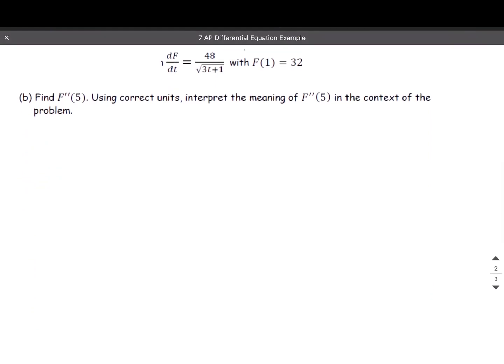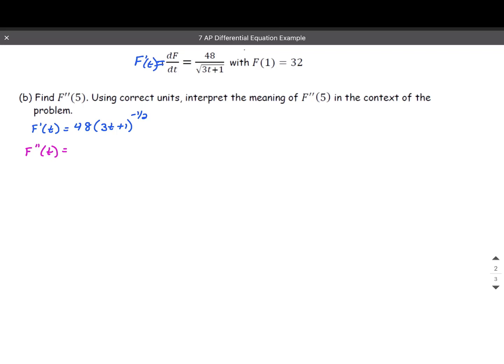Find the second derivative of f evaluated at 5. Using correct units, interpret the meaning of f double prime of 5 in the context of the problem. All right, so remember, this df/dt is really just f prime of t. So we know that f prime of t is 48, and I'm going to rewrite this as 3t plus 1 raised to the negative 1/2, right? That's why it's in the denominator with the square root. The negative puts it in the denominator, the 1/2 is the square root. Now we're going to take the derivative of that so we can find the second derivative of f.